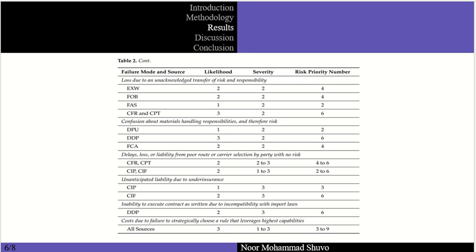Then came the confusion about materials handling responsibility and therefore the risk which might occur. Then, delays and loss or liabilities from poor route and carrier selection by the party with no risk, and then comes the unanticipated liability due to underinsurance, and inability to execute the contract as written due to incompatibility with import laws were mentioned. And lastly, the cost due to failure to strategically choose a rule that leverages the highest capabilities was mentioned. All of these sectors were defined. Every Incoterm was analyzed by likelihood, severity, and risk priority number.